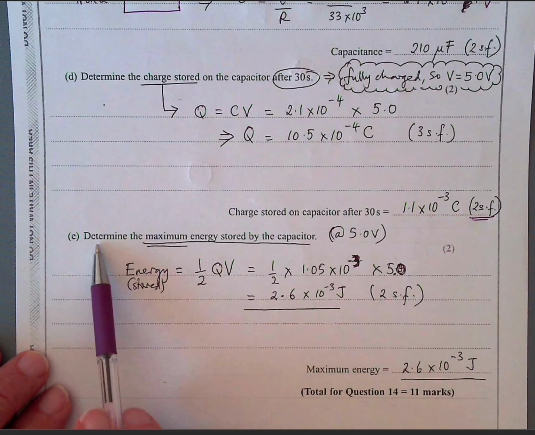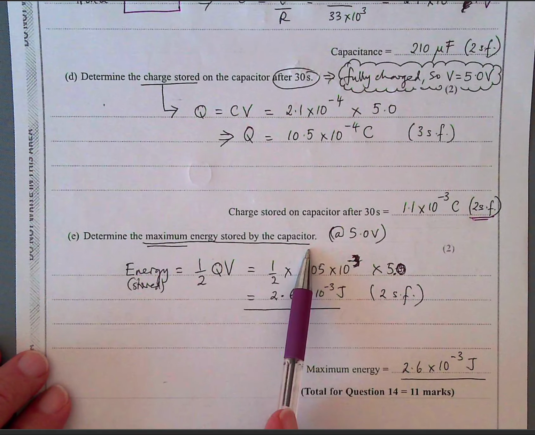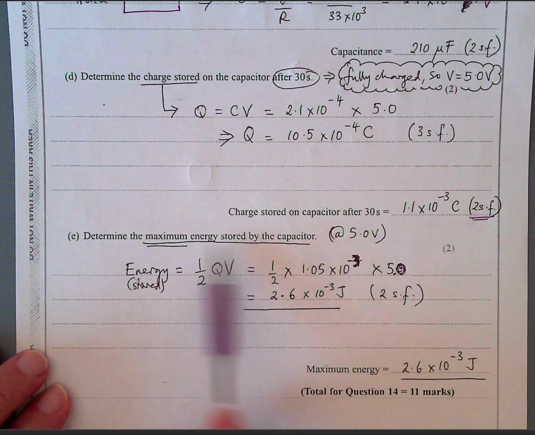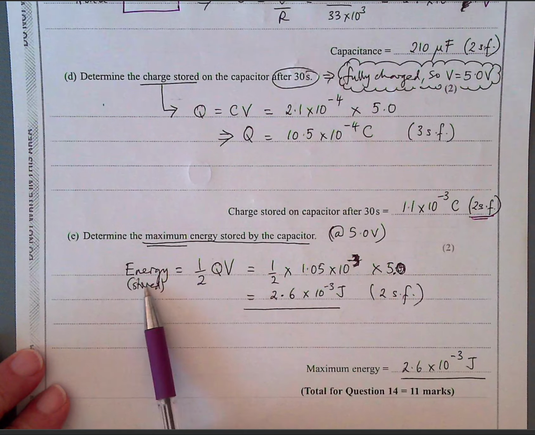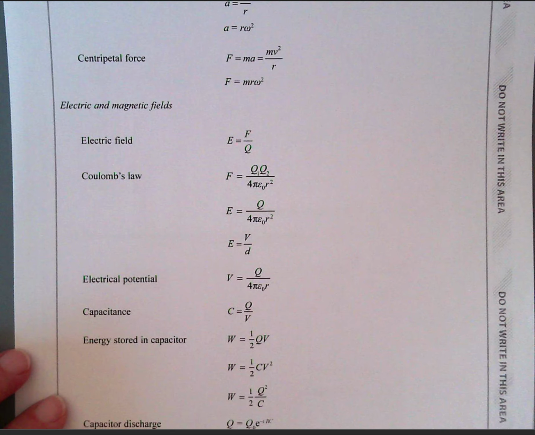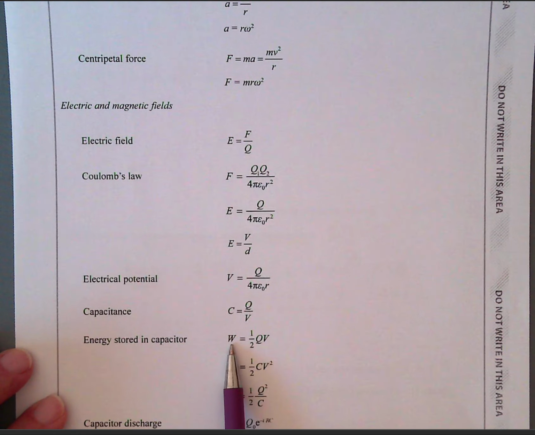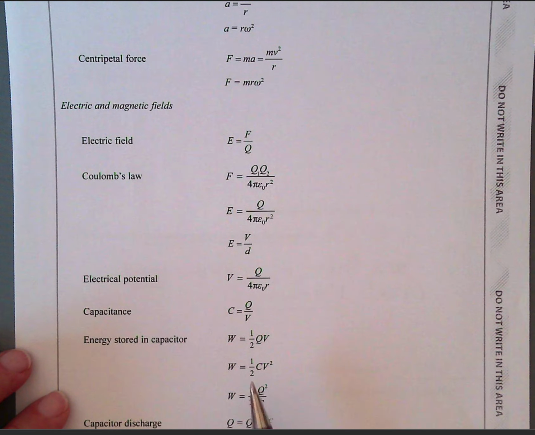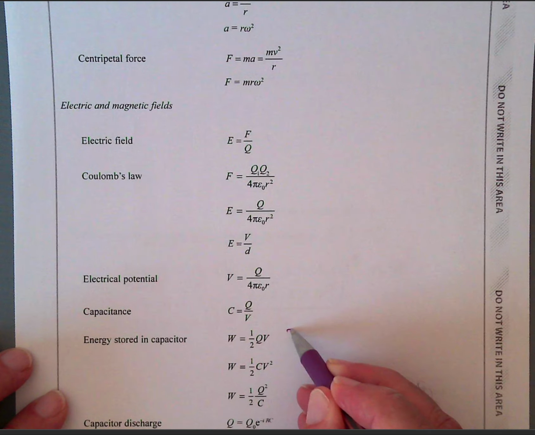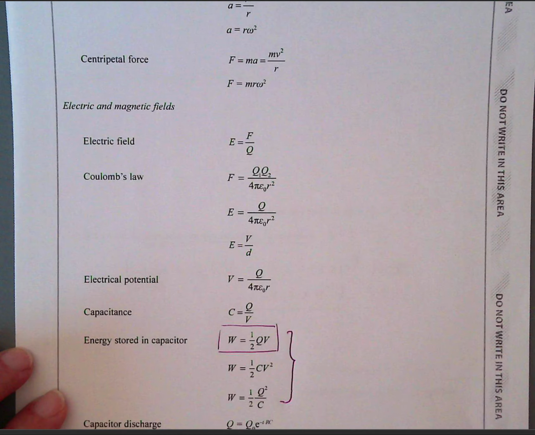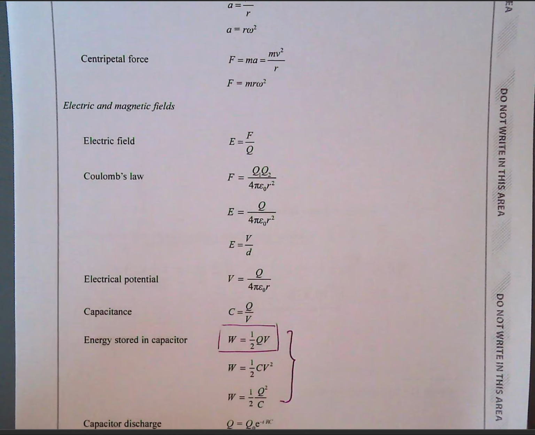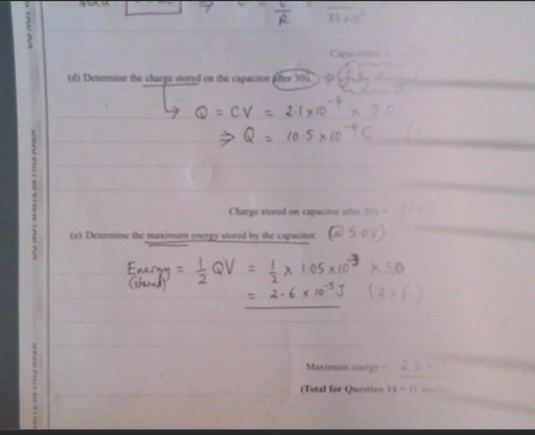Part E is then determine the maximum energy stored by the capacitor at obviously the same voltage. So the maximum energy is when it's at 5.0 volts. Okay, so when it's fully charged. And energy from the equations is half QV. There are alternative equations for energy stored in the capacitor. Half QV, and they put W for work. So half QV, half CV squared, or half Q squared over C. So you need to be able to use all these three forms. Well, the simplest one is this one, because we just use the charge, and we know the voltage is 5, so there's no squaring required if you use this one.